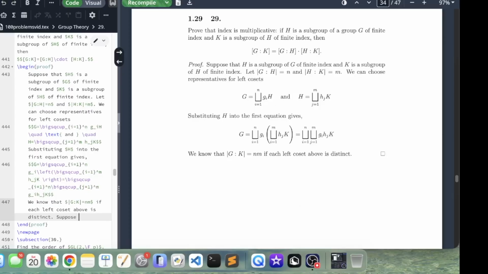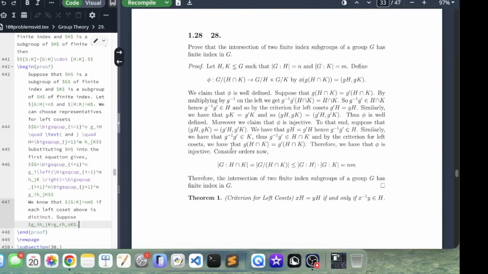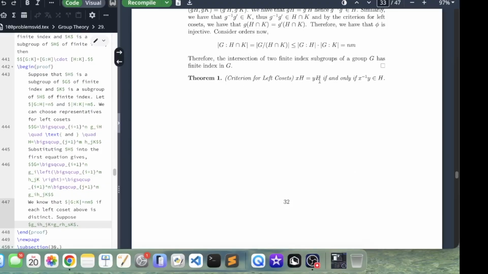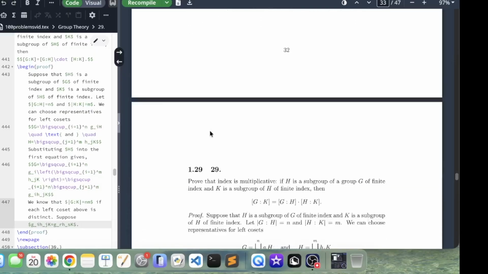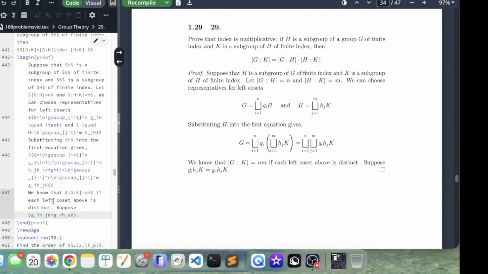So we'll suppose we have two elements, g_i h_j K equaling g_r h_s K, and we essentially want to show that i equals r and j equals s. Okay, so this looks a lot like a theorem we used in the previous problem, which was the criterion for left cosets. We have essentially this form, and we can get it in this form by using the criterion. So I'm going to invoke that right away.